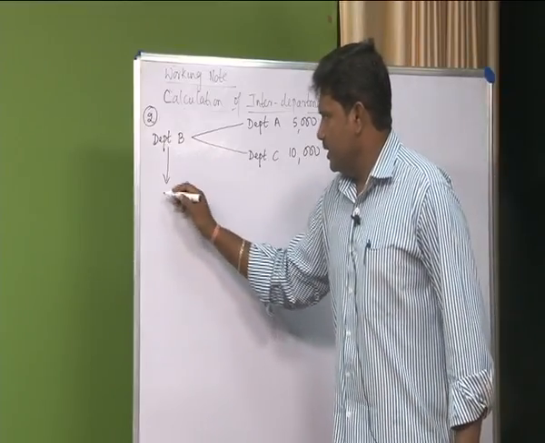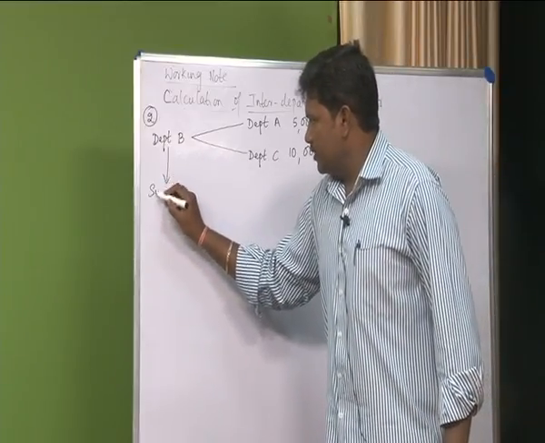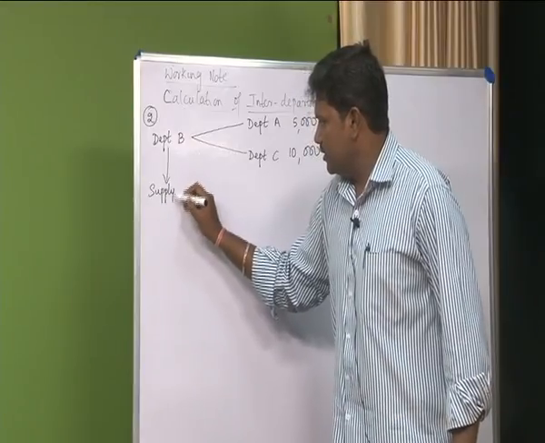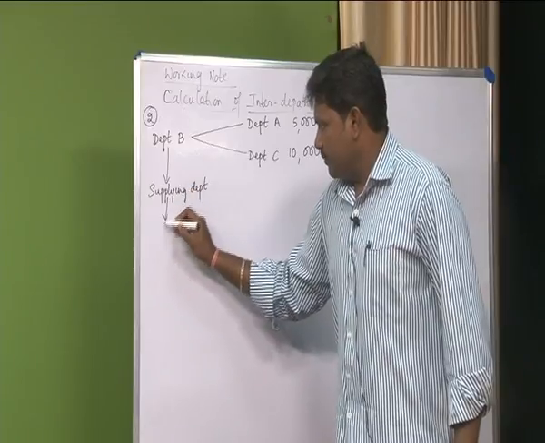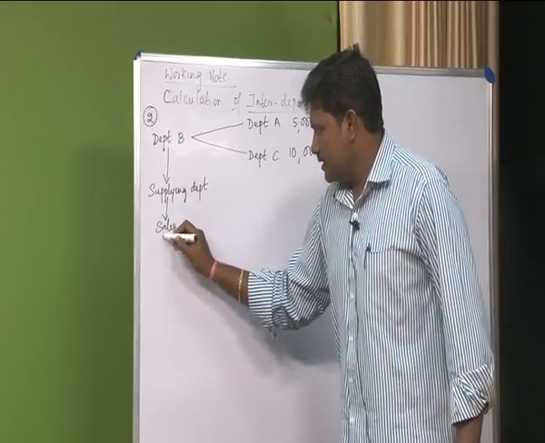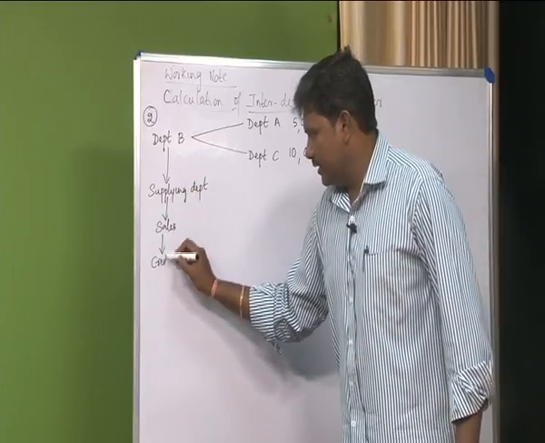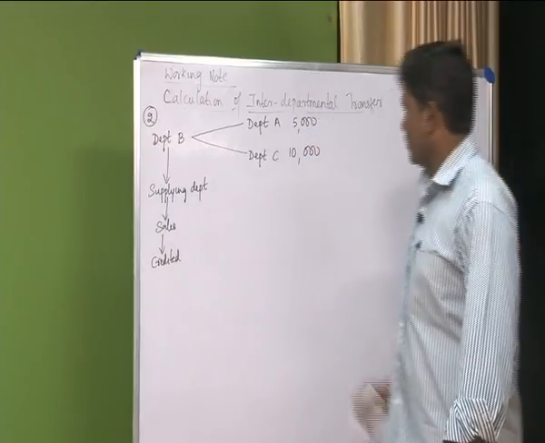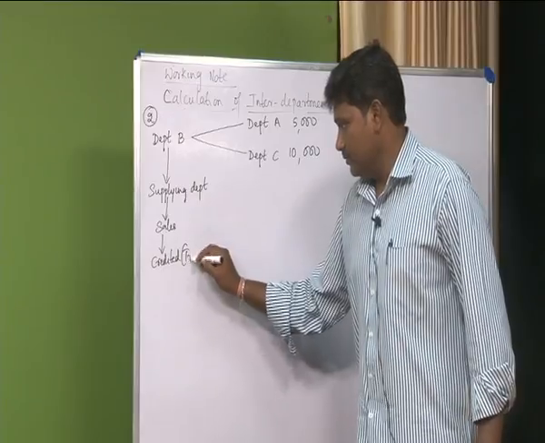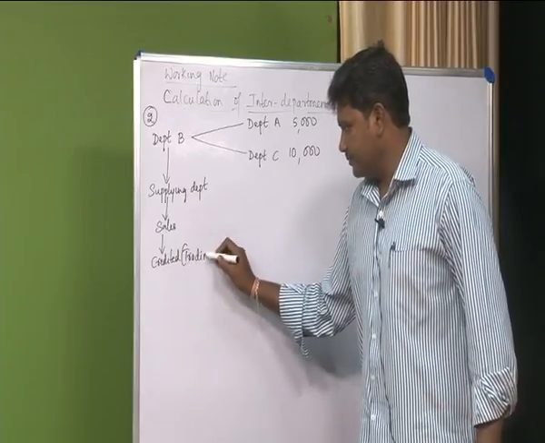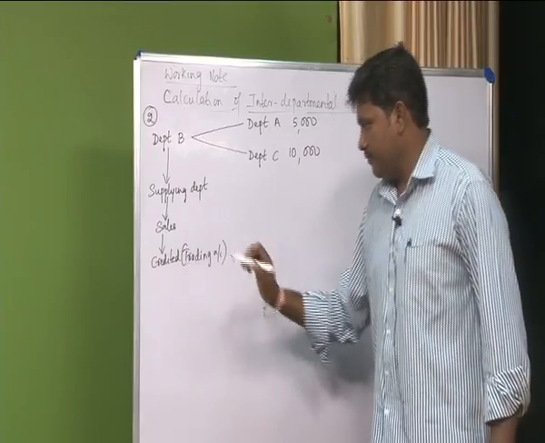For department B, it becomes the supplying department. For the supplying department, this will be considered as sales. Okay, sales will be credited to the trading account.